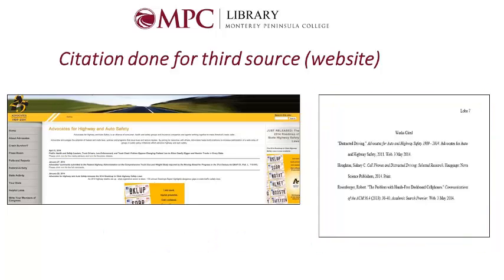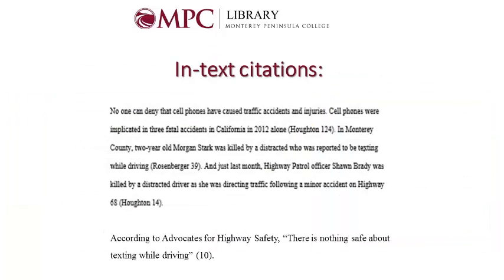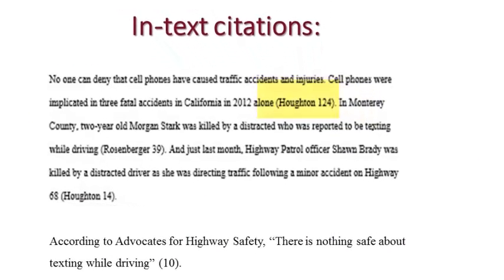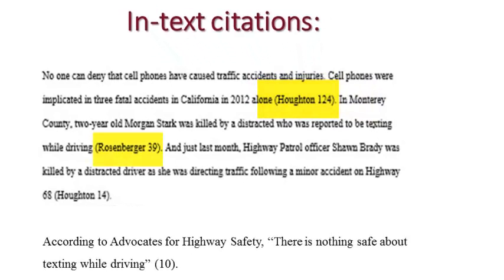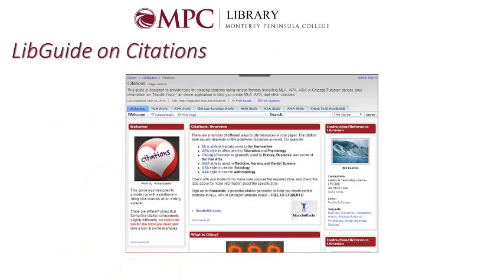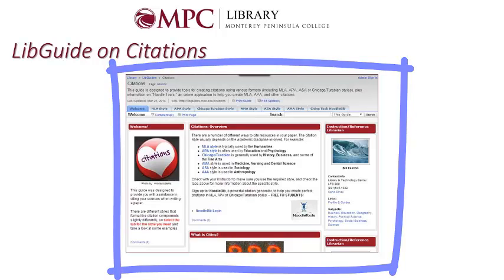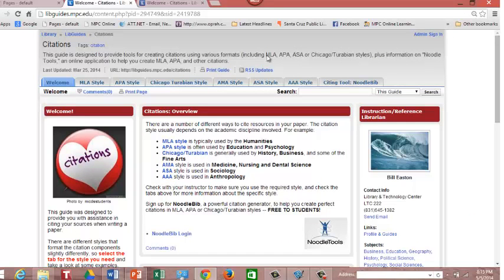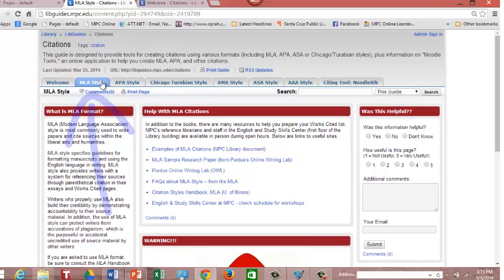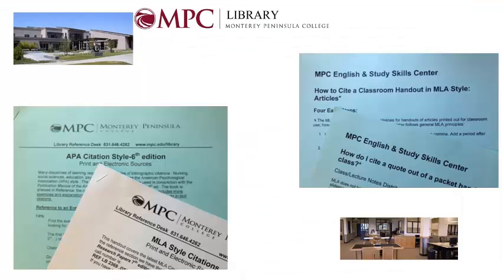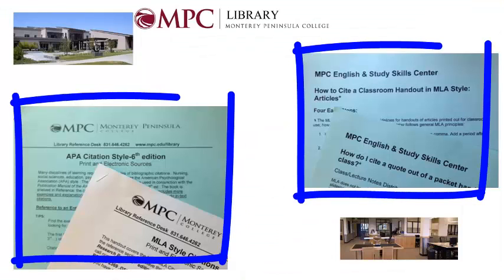Once you have your list, you need to see how to do the in-text citations for your book and your journal article and the website you used. You can find lots of information on citations in the LibGuide, which is easily accessed from the library website. There are tabs for the different formats, and we'll want to use the one for MLA. Both the library and the English and Study Skills Center have printed handouts which you can pick up in person or access online.